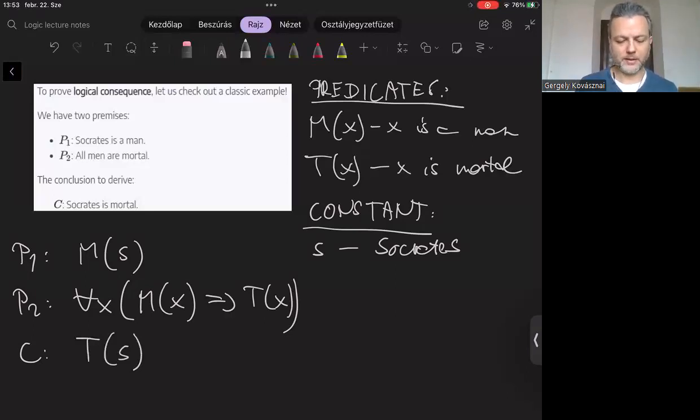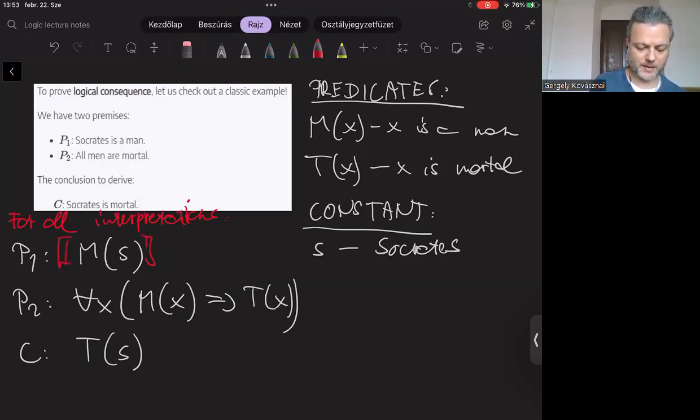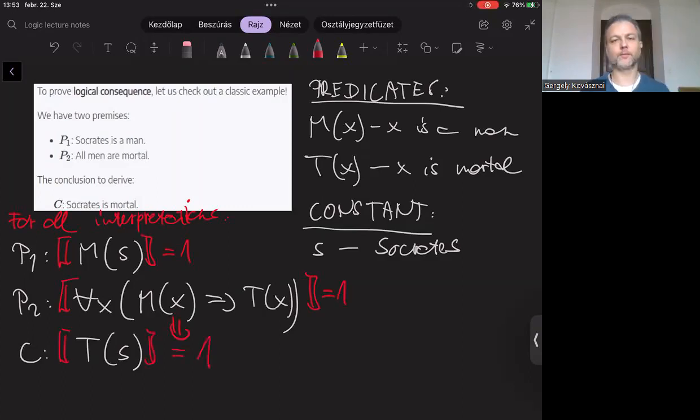What is the main goal in this exercise? We have to prove that C is a logical consequence of P1 and P2. What does it mean? It means that we should prove that for all interpretations, if both premises are true, then the conclusion formula must be true. We should prove this. Okay, well, this is what we are going to do. Let's first put a question mark here, because this is what we have to prove.